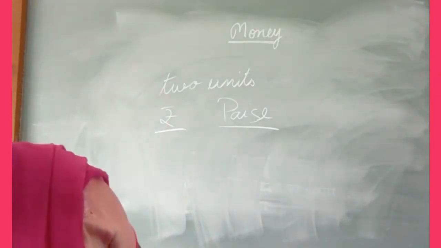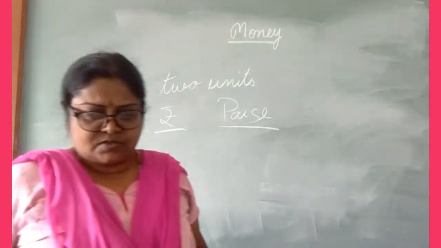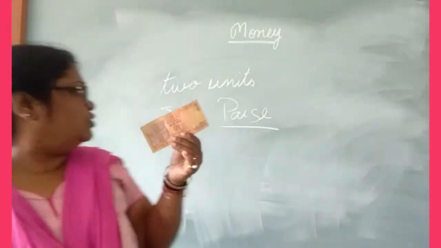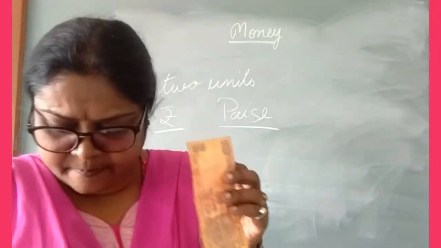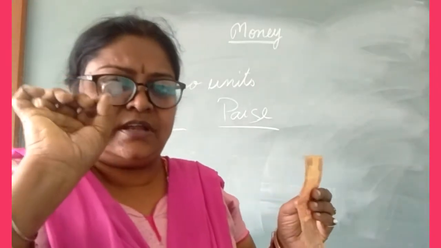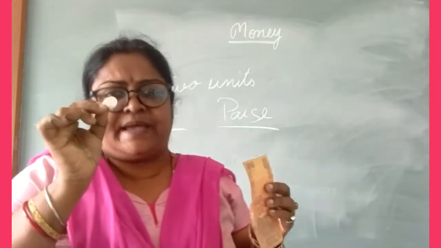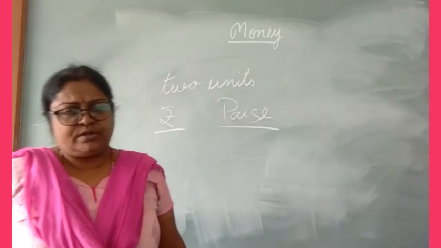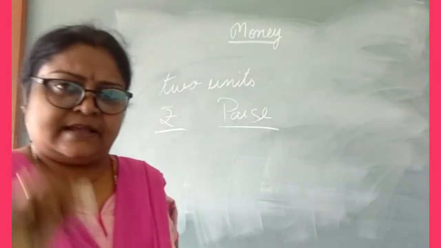So I will show you the Indian currency today. What is this? This is rupees, Indian currency. This is 10 rupees. And these all are what? Paisa. These all are coins, and we call them paisa. So Indian currency comes in two units: rupees and paisa.